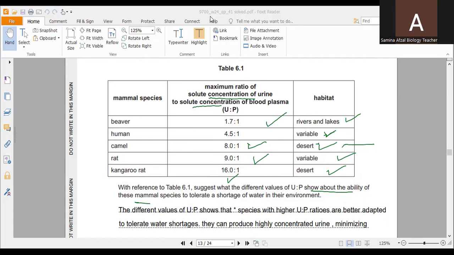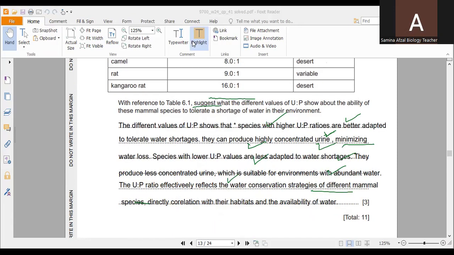So the different values of UP show that species with higher UP ratios are better adapted to tolerate water shortages, as I've written in this answer. They are better adapted to the environment because they are able to conserve more water. They can tolerate shortage of water as well, minimizing water losses. Species with lower UP values are less adapted to water shortages.